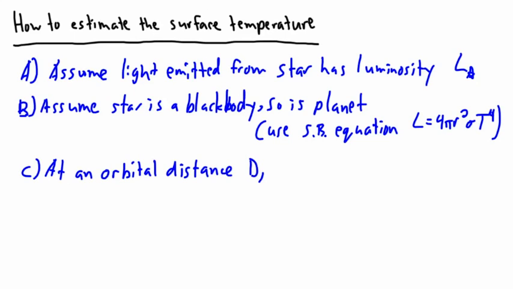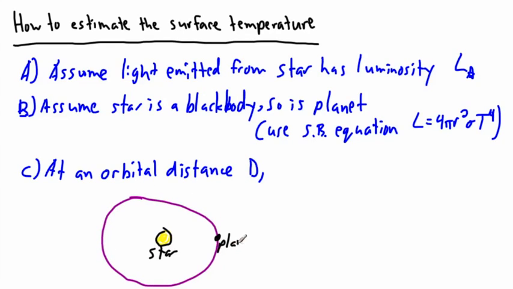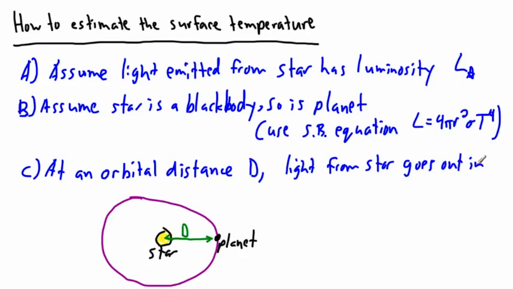Let's look at what happens here. So at this orbital distance d, we have the star. Here it is. And of course we have this distance out. So we have this planet that's orbiting out at some distance. So this right here is the planet, and we're out at some distance d here. What happens then is the light from the star goes out in all directions. This is the really, really important thing here, okay? At this orbital distance d, the light from the star goes out in all directions.